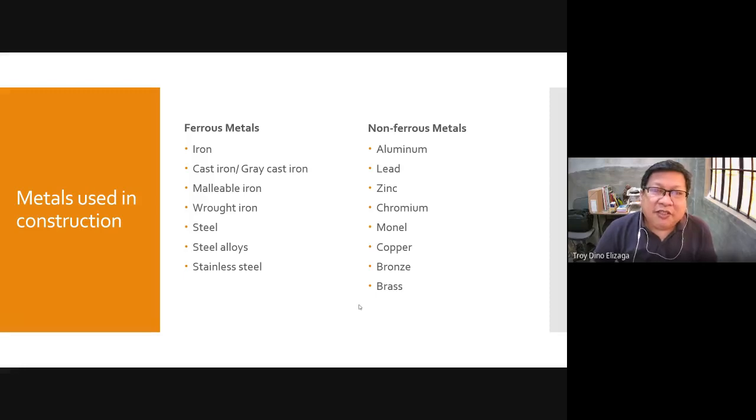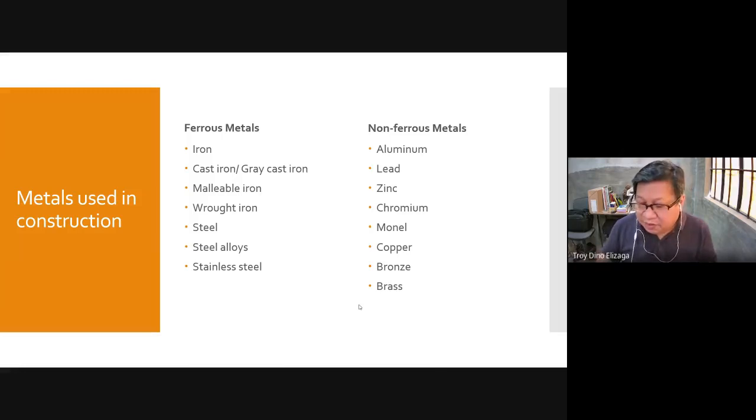and non-ferrous materials. So for ferrous, we have iron, cast iron or gray cast iron, malleable iron, wrought iron, steel, steel alloys, and stainless steel. The other side, we have the aluminum, lead, zinc, chromium, monel, copper, bronze, and brass. We'll tackle some of them, not all of them, because we'll tackle only those which are more popular, more common in construction.